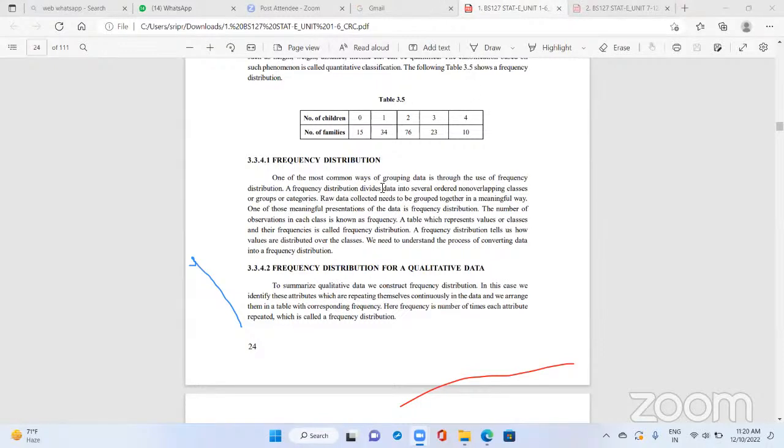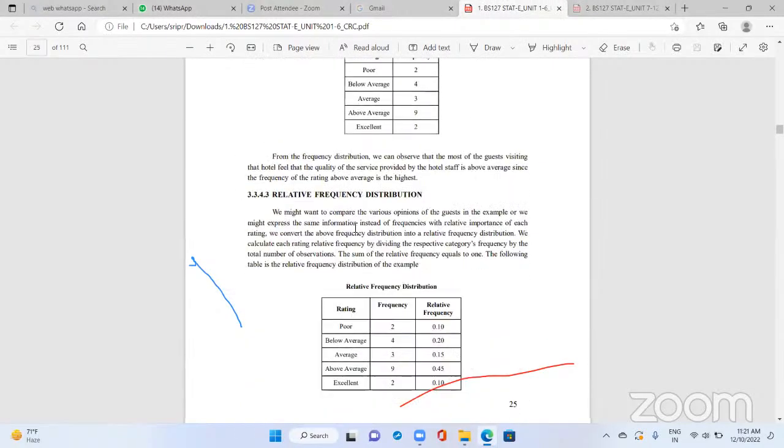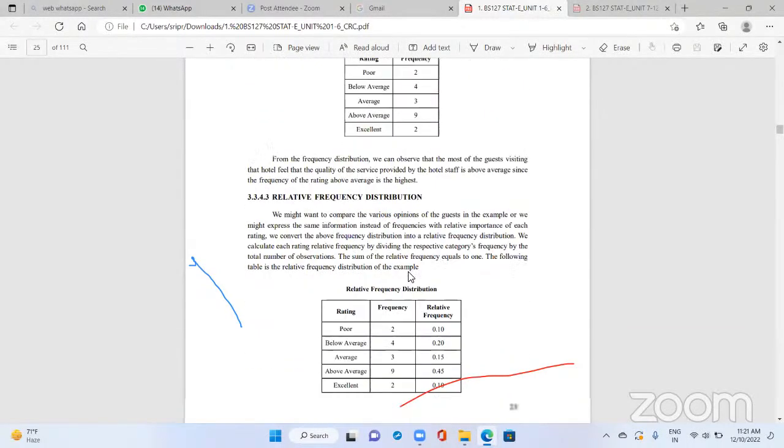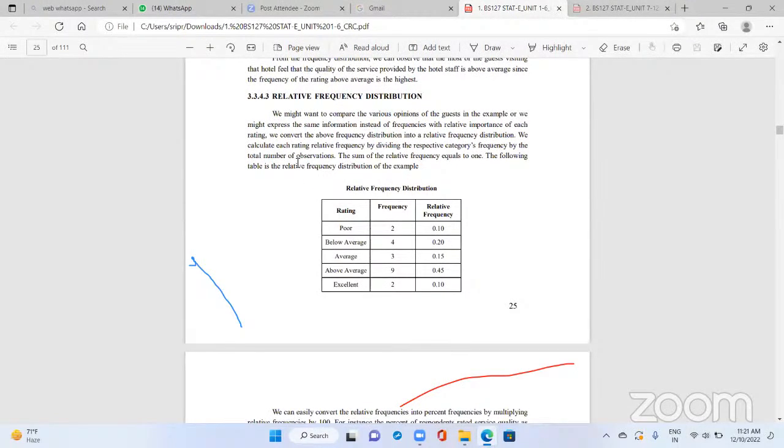Okay, coming to frequency distribution, is the screen visible? Yes, sir. Right. So coming to frequency distribution, here one example is there. Rating poor, frequency 2, below average 4, average 3, above average 9, excellent 2 members. So that is known as frequency. In relative frequency distribution, it is given as a proportion. Poor is given 2 members, so the relative frequency is 0.10. Below average given 4 members, that is 0.20, and so on and so forth.